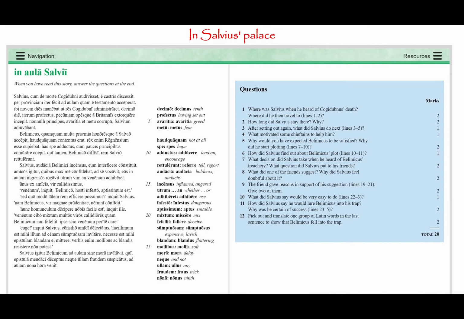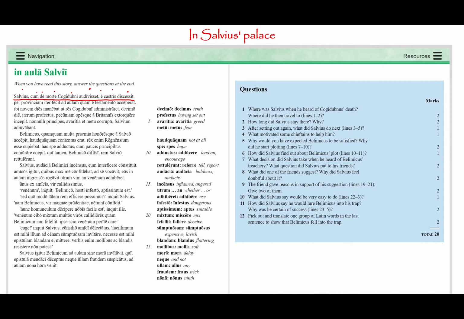A bit of a trick question this when I looked at it, because if you see the actual Latin, this first line here, what it actually says is Salvius, when he had heard about the death of Cogidubnus, left from the camp, which presupposes that he was in the camp at the time that he heard the news. So the answer should be he was in the camp. The answer isn't he left from the camp, because that's not a location at all, it's more an action.